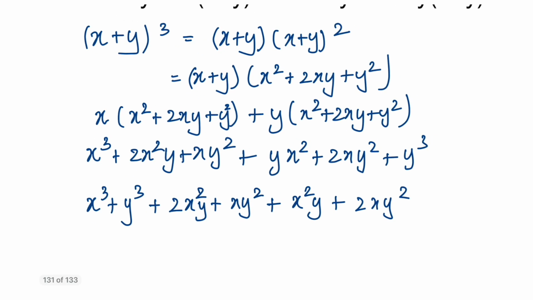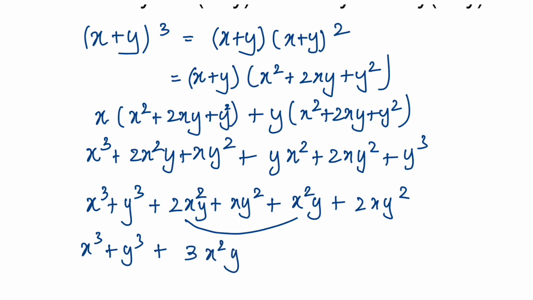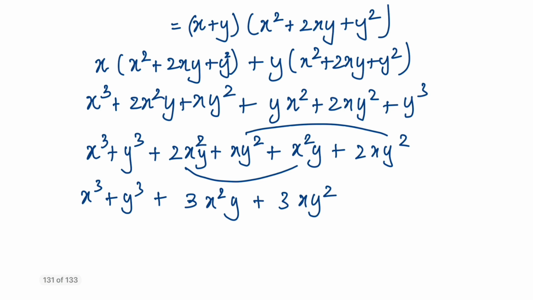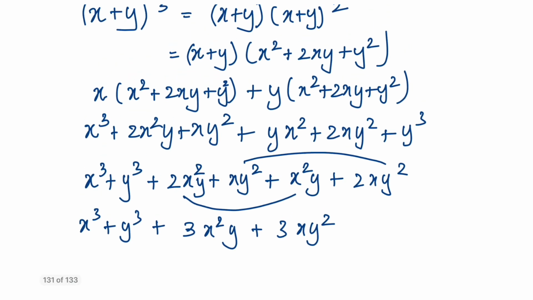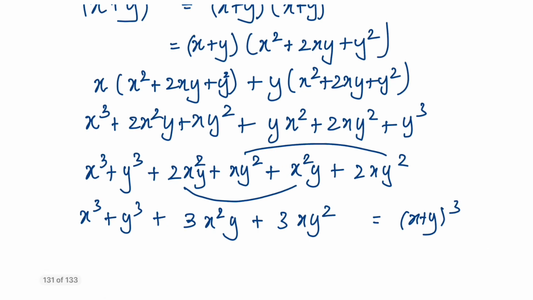Now we can further make it simple. So x cube plus y cube plus, you can add these two terms, x squared y, so that is 3x squared y. Plus you can add these two terms as well, so that is 3xy squared. So x cube plus y cube plus 3x squared y plus 3xy squared. This can also be the form of this identity. You can just say this is equal to (x + y) the whole cube as well. This might be useful in many scenarios for you.